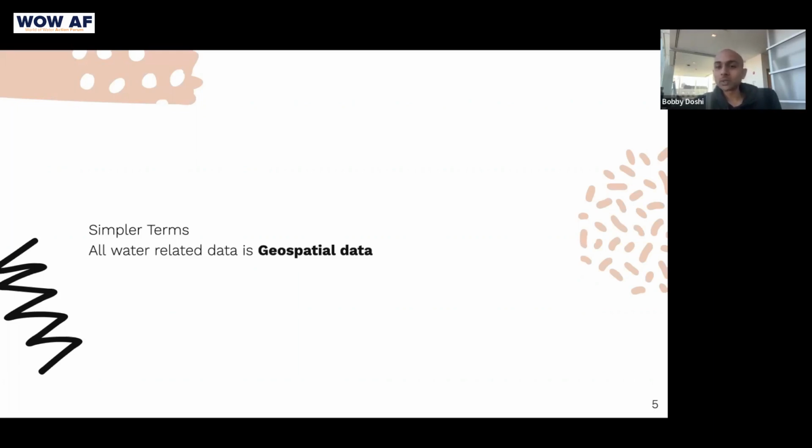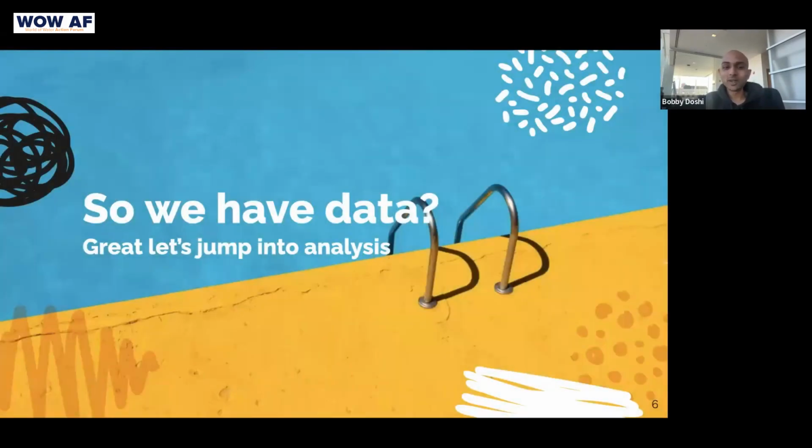Second thing would be groundwater. Again, groundwater has a particular date, particular location. Hence, whenever we talk about water, it's always a geospatial data. Hence, the need to analyze this geospatial data for water comes into the picture. Now, before we move into the analysis of this geospatial data, let's move to, okay, we have data.